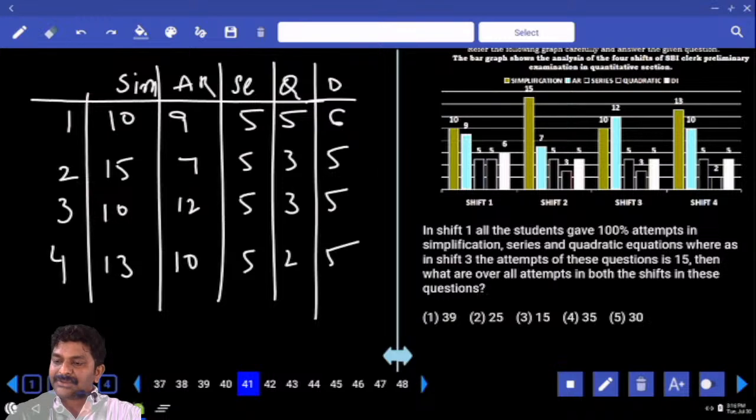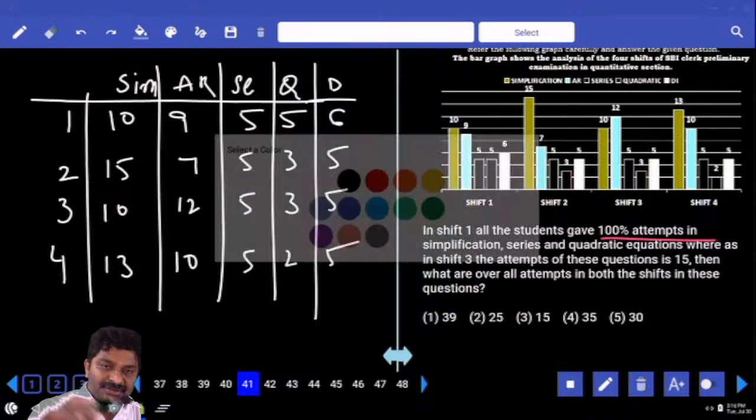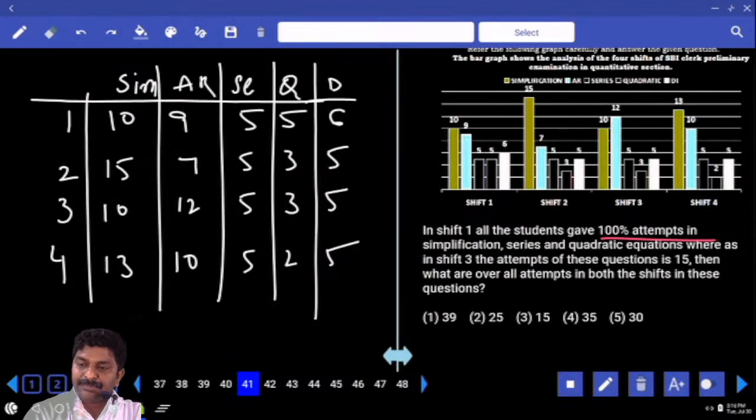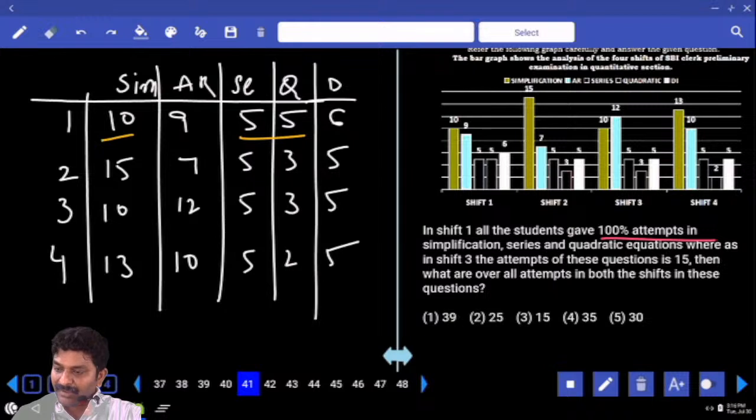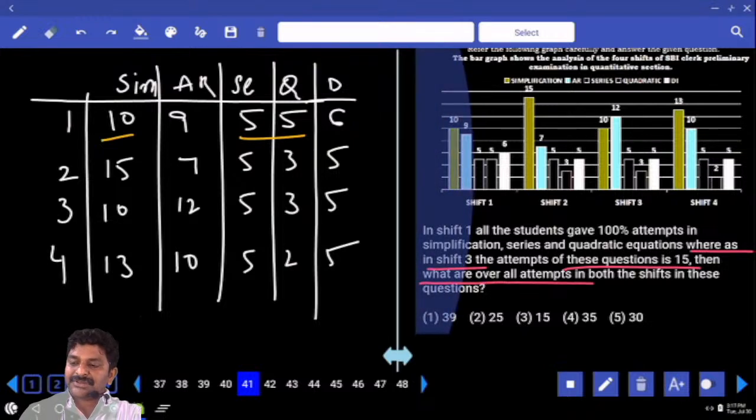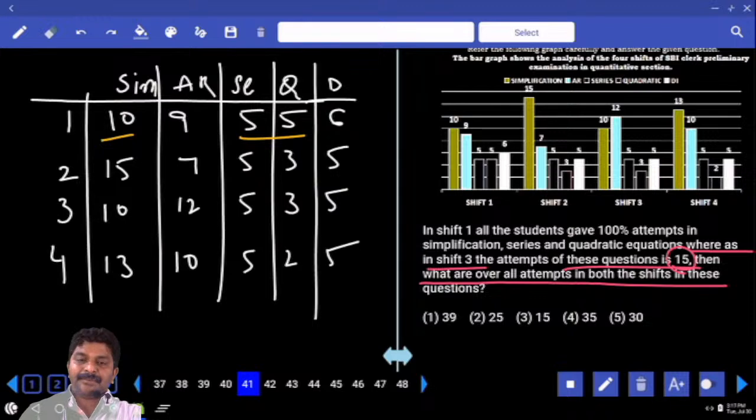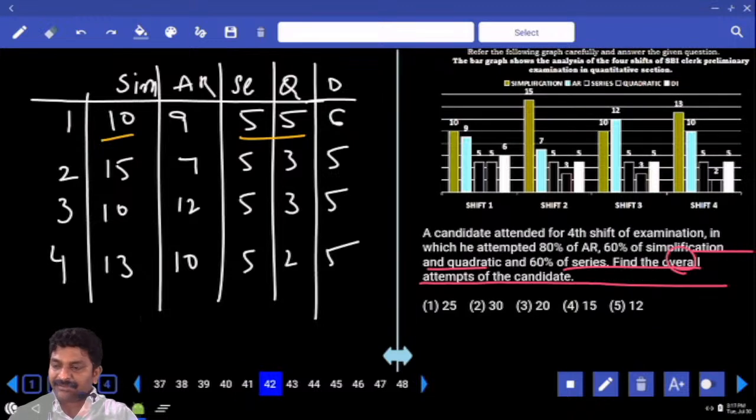In shift 1, all the students gave 100% attempts in simplification, series and quadratic equation. Whereas in shift 3, the attempts of these questions is 15. Then what are the overall attempts in both the shifts? That means 15 plus the sum of these 3 numbers only. Sum of these 3 numbers is 20, plus 15, 35.